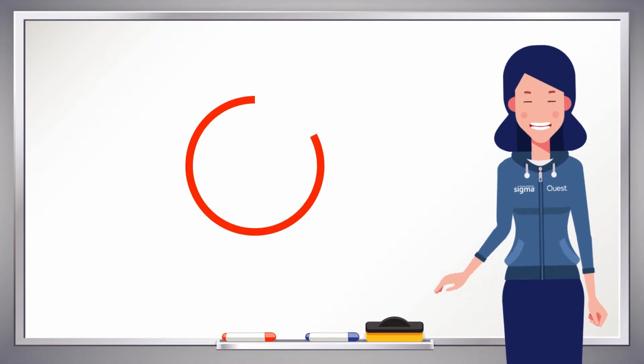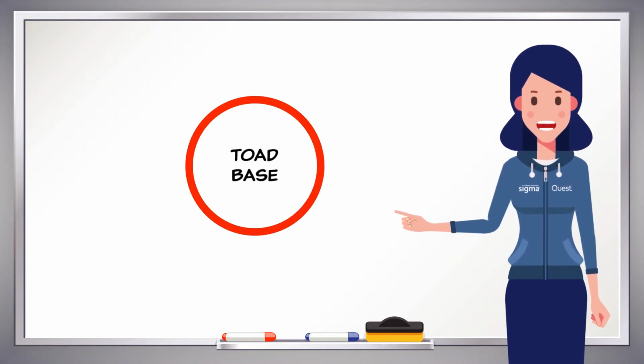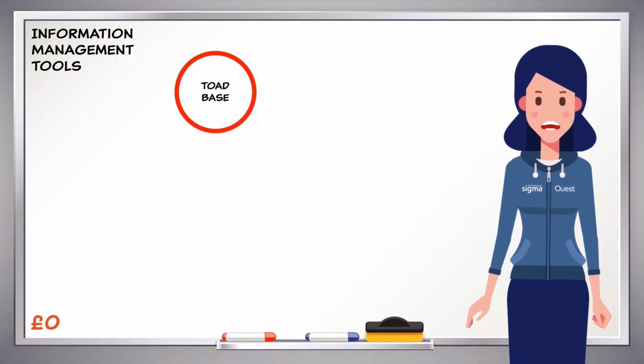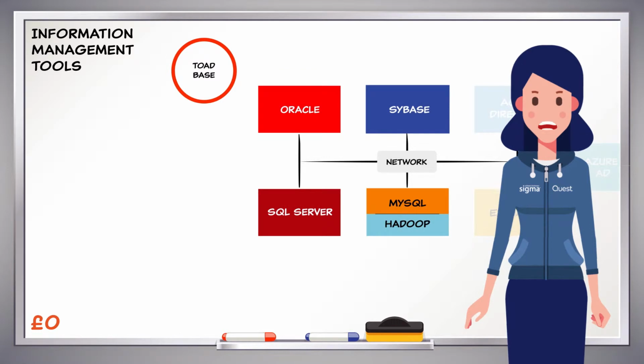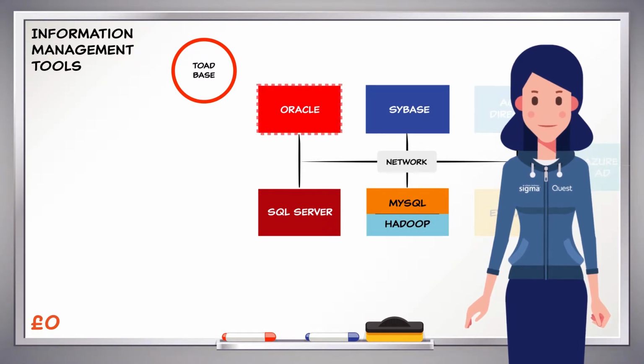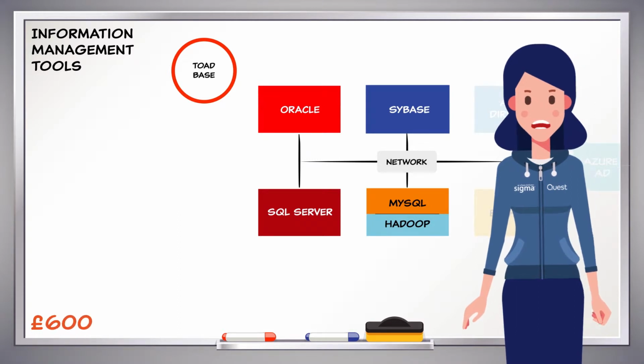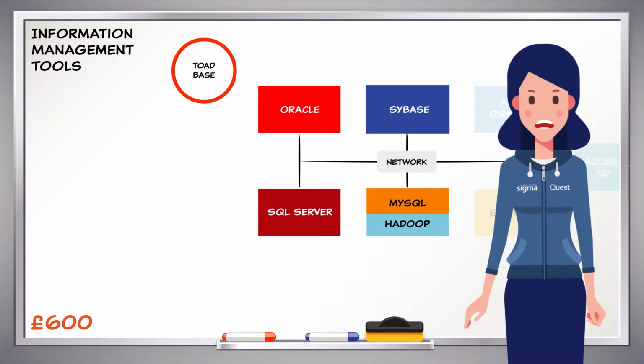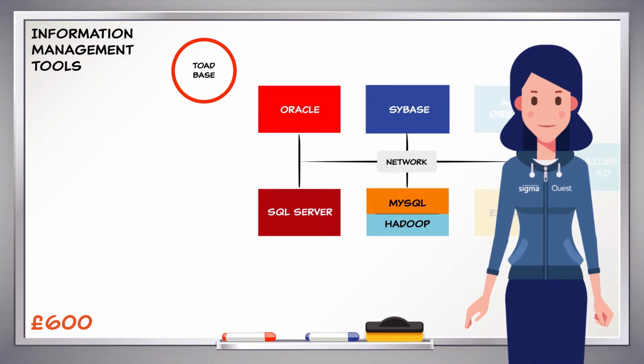And it all starts with a Toad. Toad, Quest's application development tool, sits under their information management solution area. It is mainly known for working with Oracle as the back-end database. Toad Base starts at around £600. It is the leading application development tool and we see daily sales in the UK.